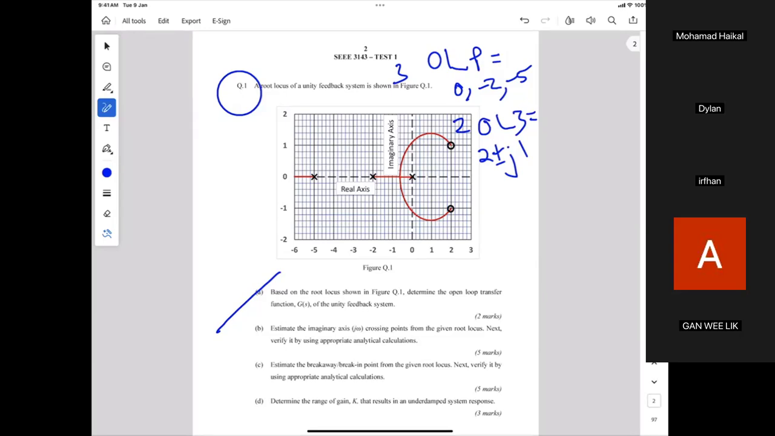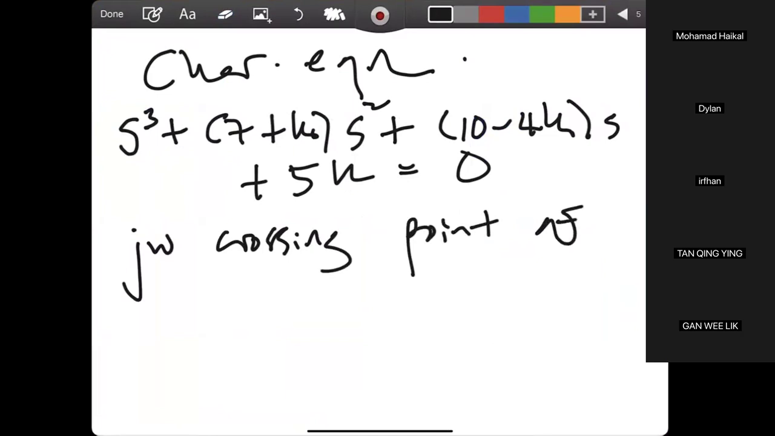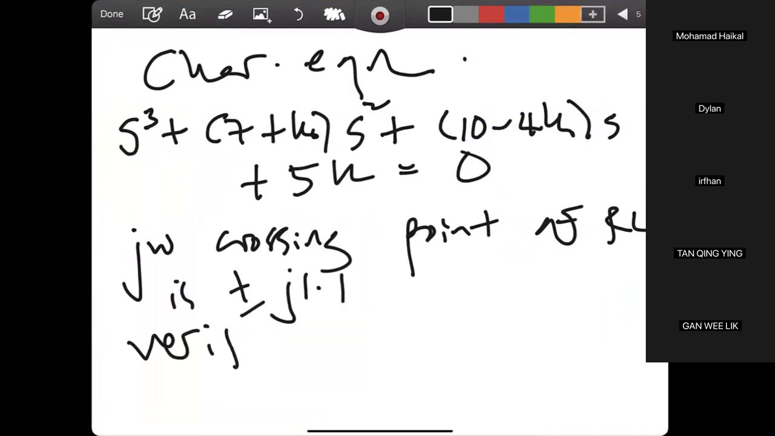What is the j omega crossing point from the given plot? Is it plus minus j 1.1? The j omega crossing point of the locus is plus minus j 1.1. So how to verify whether 1.1 is correct or not?